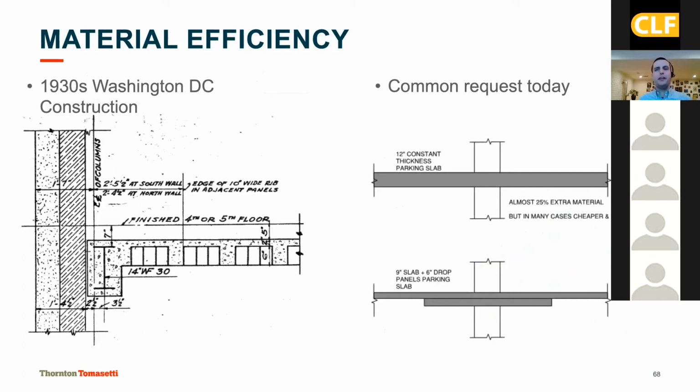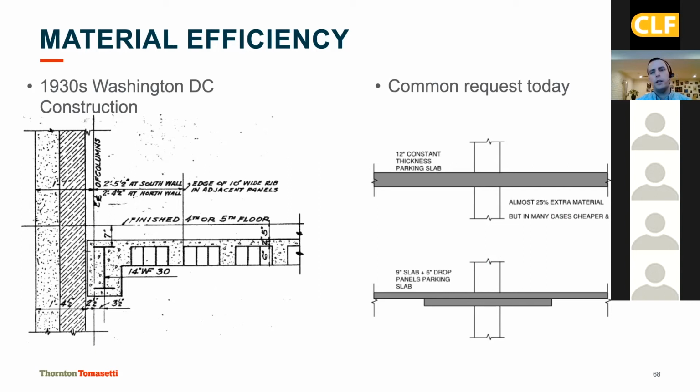Material efficiency is something else that, from a structural engineering standpoint, we always are aiming for anyway because it lowers cost. But that whole equation is sometimes thrown into disarray, I'll say. What we have on the left is an example from 1930s DC construction. I've been fortunate enough to be involved in a few renovations of some of the historic buildings that we have around, and this is a system that was common in the 30s. It's a one-way concrete joist system with terracotta infill, and it was very labor intensive but very materially efficient.